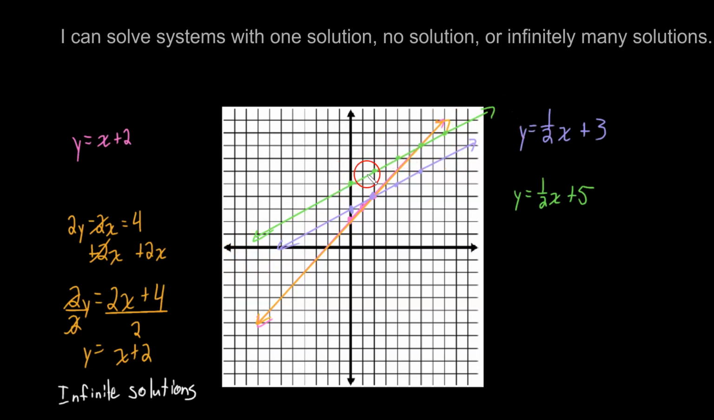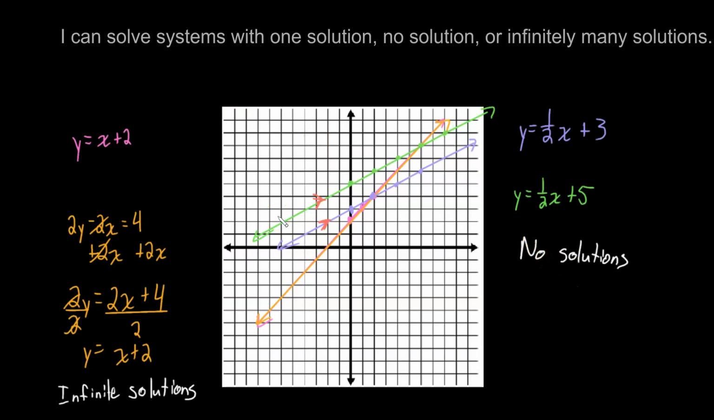You actually might see somewhere in your math careers that they'll notate parallel lines with these little arrows that look something like this. That means that they're parallel. But parallel lines will never intersect. And because these two lines never intersect, there's no solution to this system of equations.